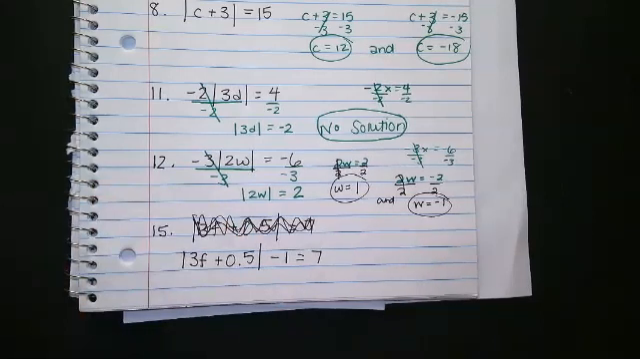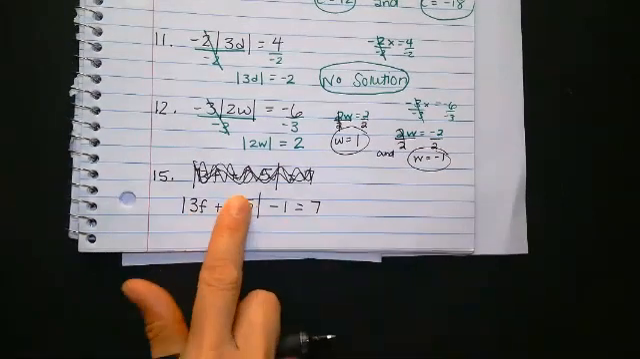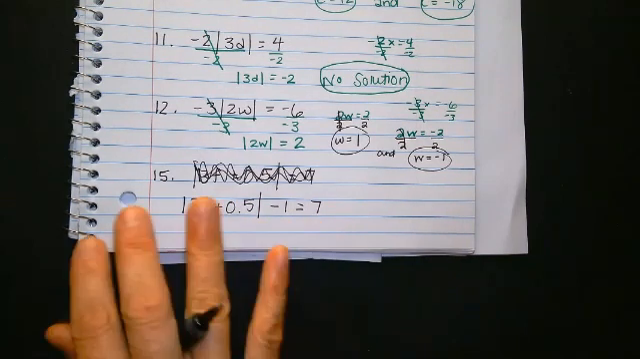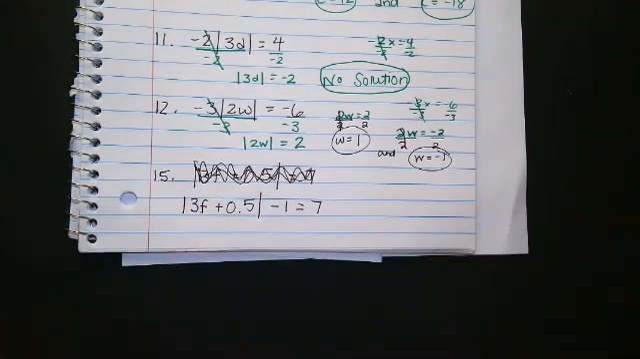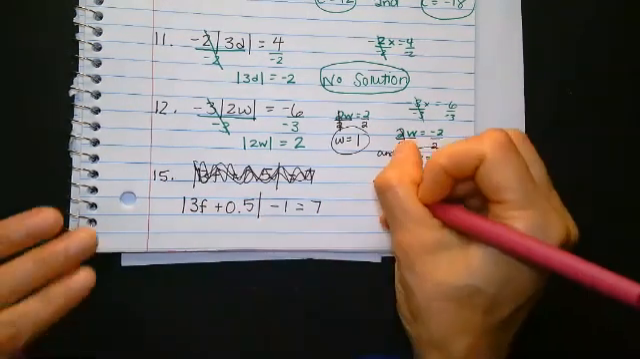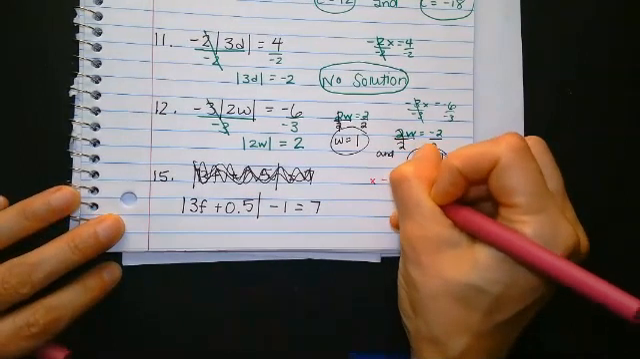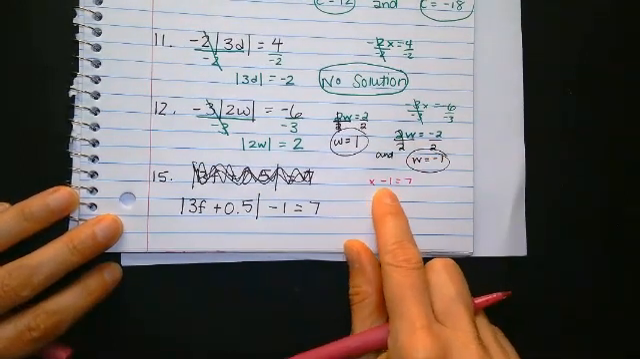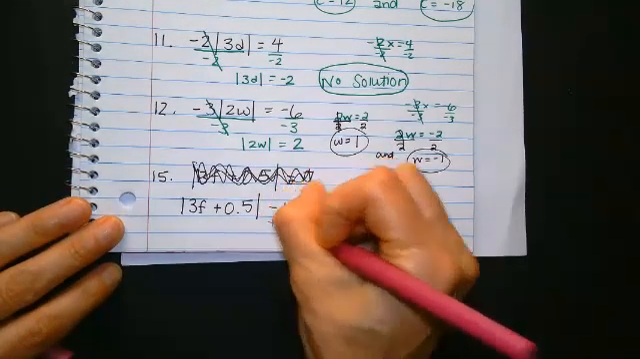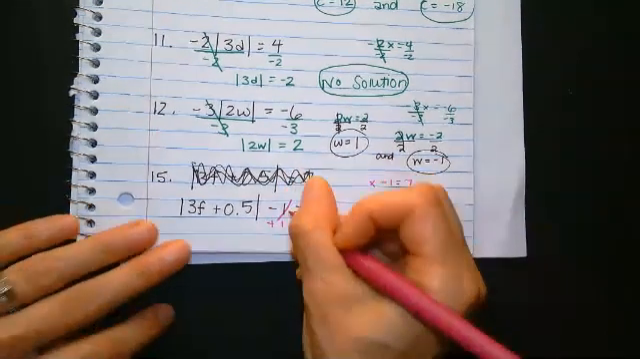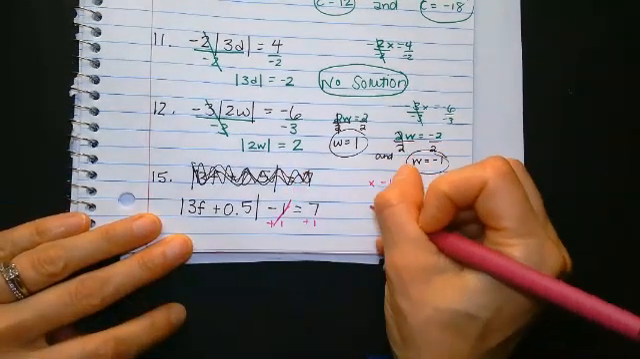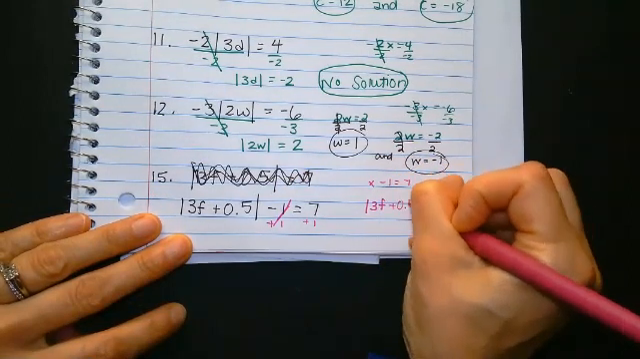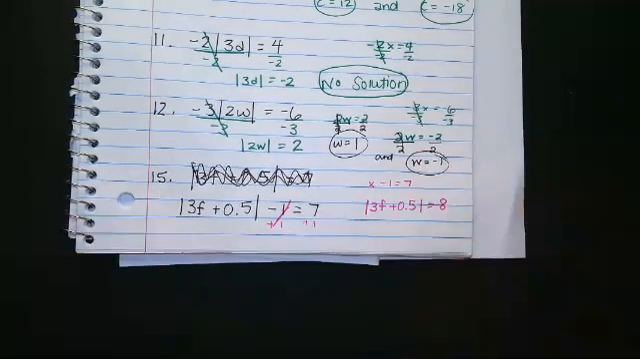Okay, so to solve this one now, this is like the x right here, minus 1 equals 7. So what we're going to do first is imagine that we're solving it like this, right? x minus 1 equals 7. Well, the first thing we would do to solve that is add 1. So we're going to add 1 and add 1. So now we have, in the absolute value symbols, 3f plus 0.5 equals 8.